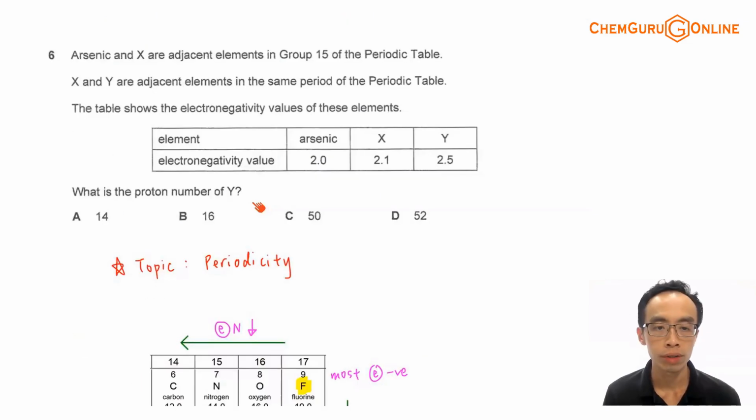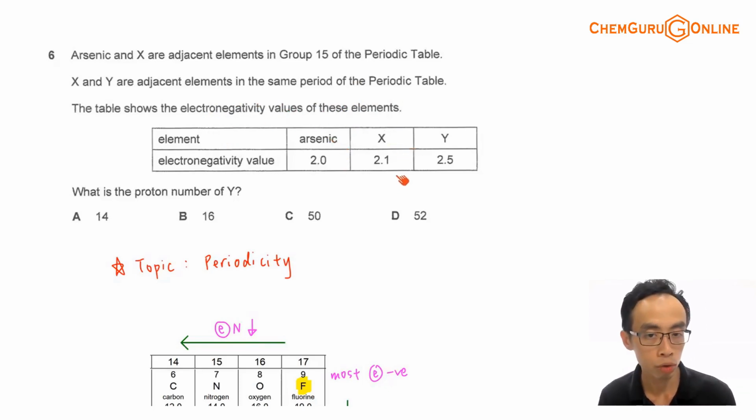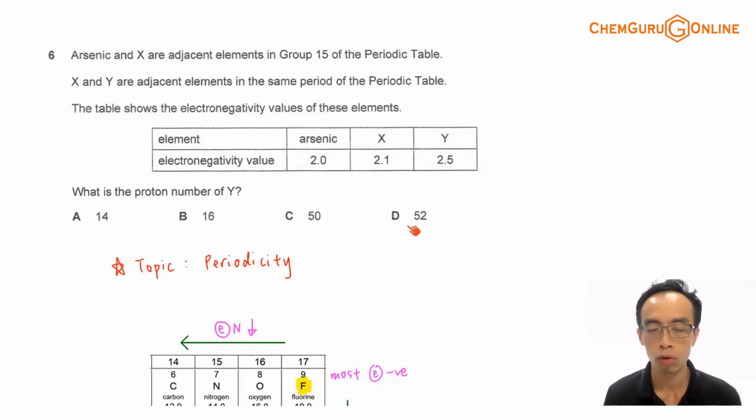Now, question 6. We have arsenic and X as adjacent elements in group 15 of the periodic table. X and Y are adjacent elements in the same period of the periodic table. The question tells me the electronegativity values for each of these elements. Arsenic is 2.0, X is a little bit bigger, 2.1, Y is a little bit bigger, 2.5. What is the proton number of Y? We have 4 options: 14, 16, 50, and 52. We want to identify the element, and then we can link it to its proton number.